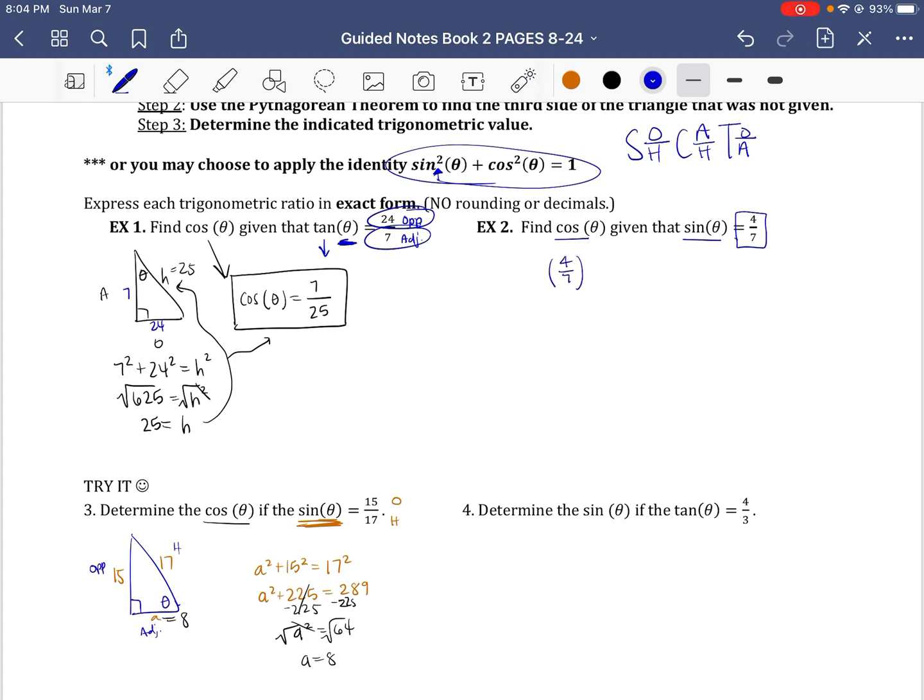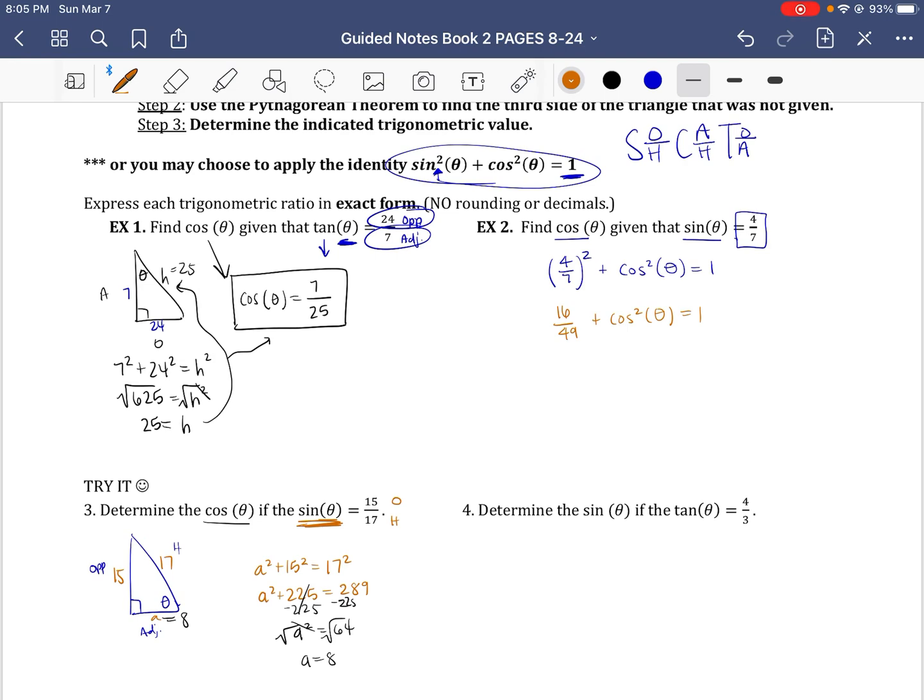Now because it's sine squared, we could put 4/7 and we would say squared, plus we don't know the cosine of theta, so we write cosine squared theta. And again, that's always equal to 1. So that's just part of this identity that we're going to use. If I square that fraction, I get 16 over 49. Again, plus the cosine squared theta is equal to 1.